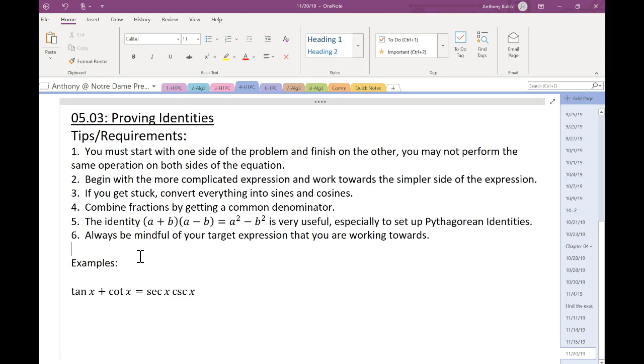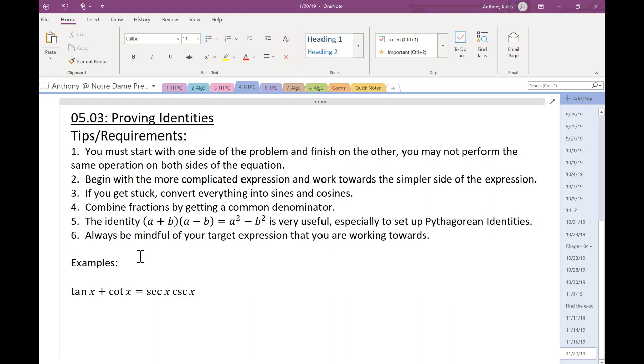Number 5, the identity (a plus b) times (a minus b) equals a squared minus b squared is very useful, especially to set up Pythagorean identities. What's the name of that little identity there? We talked about it in algebra last year. Yeah, it's the difference of two squares. Good. Yep. And we'll use that quite a bit. That's a good one to keep in mind.